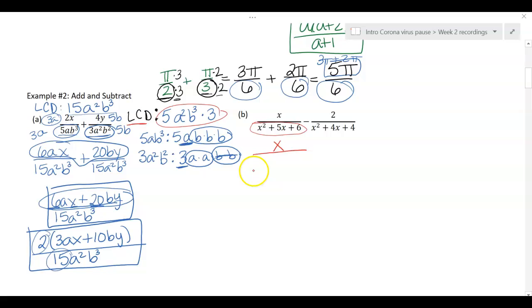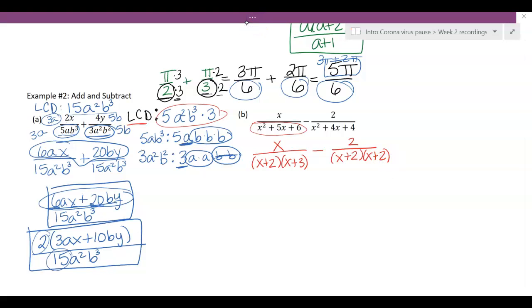So I have x squared plus 5x plus 6. That ends up factoring as x plus 2 times x plus 3. And then I have x squared plus 4x plus 4. And that ends up factoring as 2 factors of x plus 2.